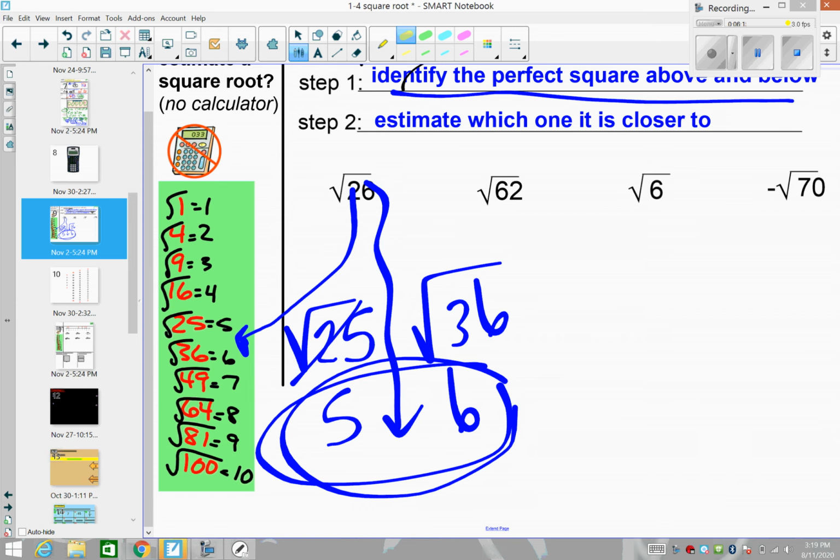So the square root of 26, what I meant to say, is pretty close to the square root of 25. So our answer is going to be pretty close to 5, but we're going to estimate that we're somewhere between the integer 5 and the integer 6.